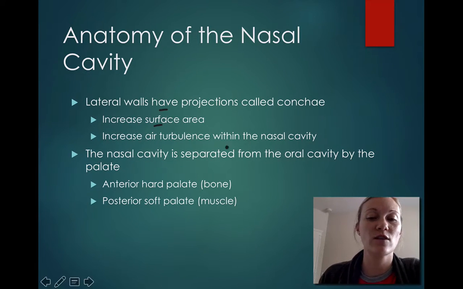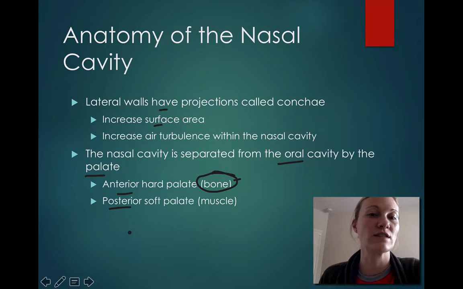The nasal cavity is also separated from the oral cavity by the palate. So you have two different parts of your palate. You have the anterior, or the hard palate. Remember the palatine bone, okay, or that hard palate, and then you have the posterior, or the soft part of your palate, which is actually a muscle.